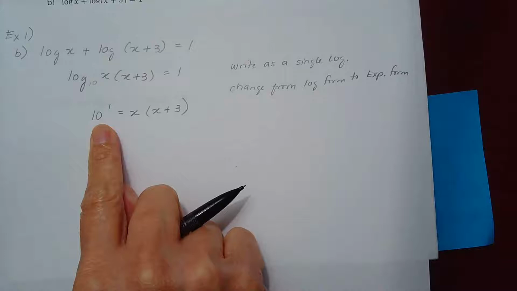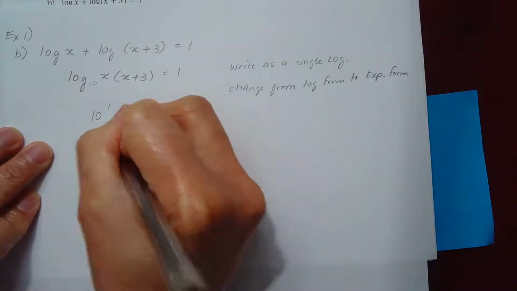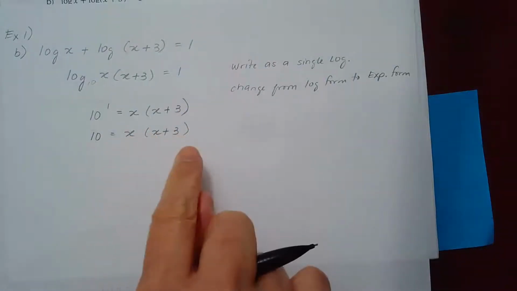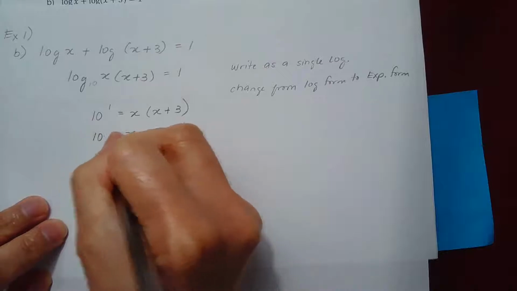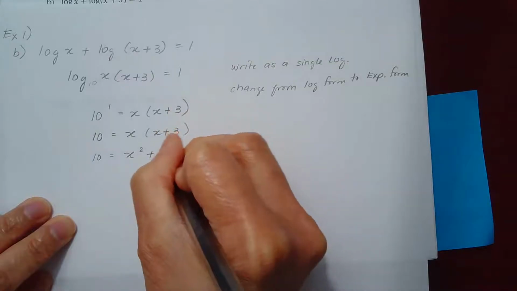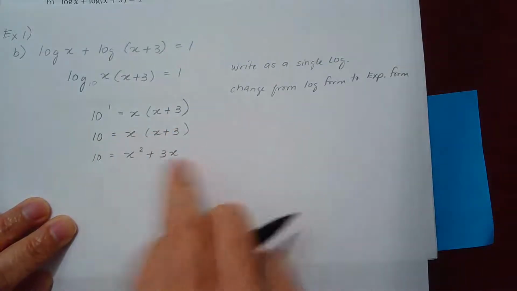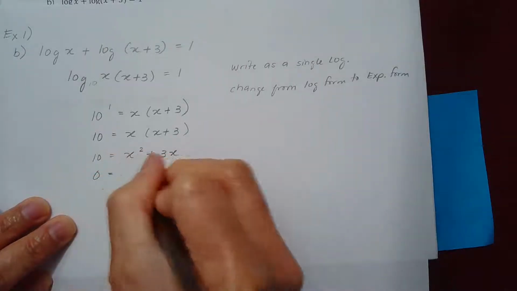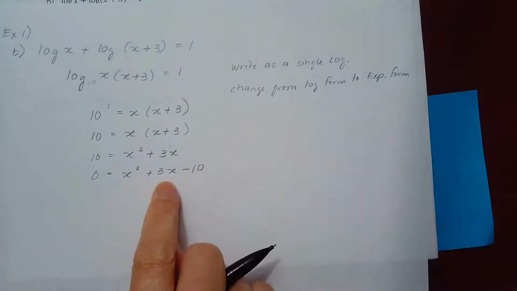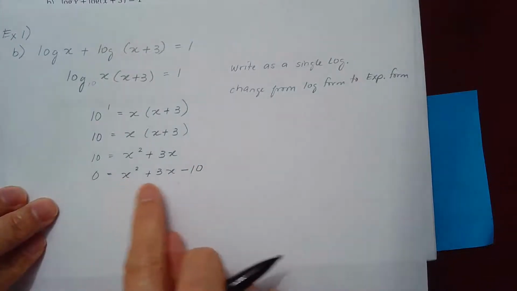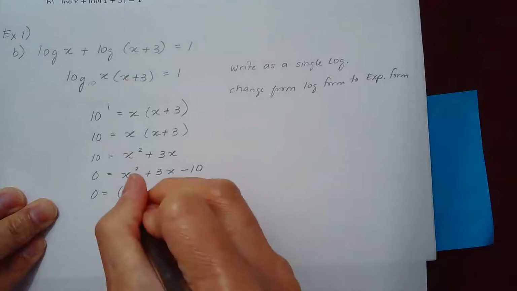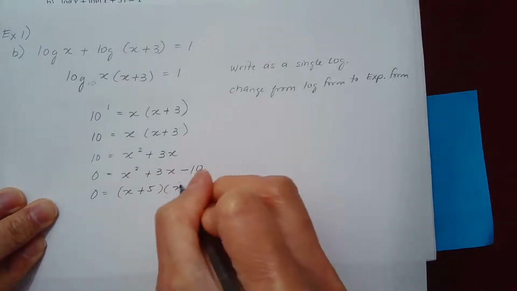And then we can say, okay, 10 to the 1 is 10, equals x times x plus 3. And then again, we are creating a quadratic equation in here. So x times x will give us x squared. x times 3 will give us 3x. And then put the 10 to the other side of the equation. Looking at this trinomial here, this is a factorable trinomial, so we can rewrite that in factored form. So it's x plus 5, x minus 2.